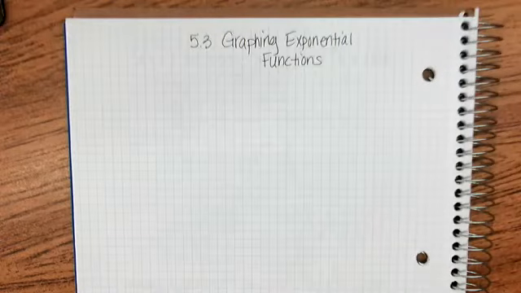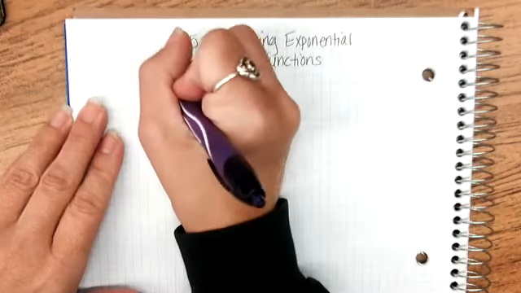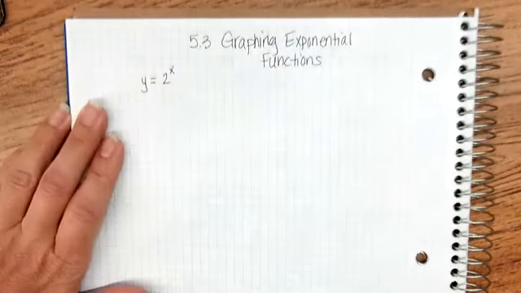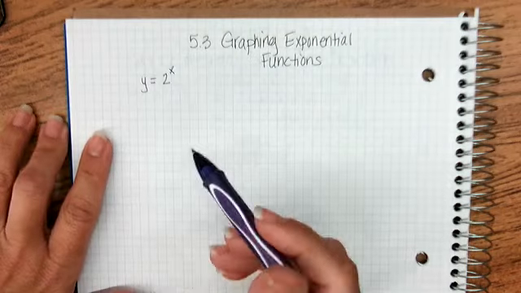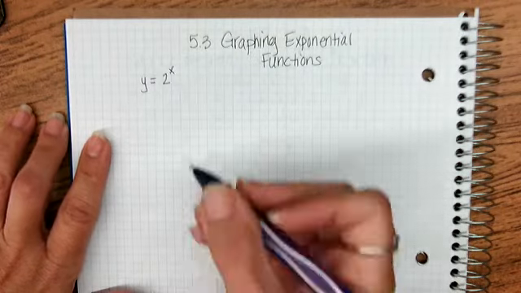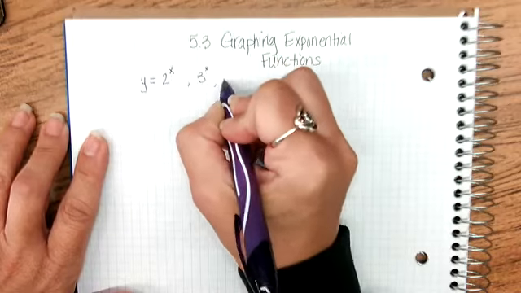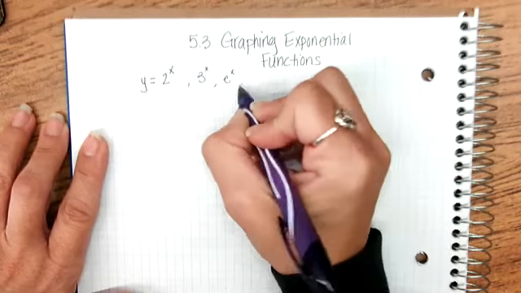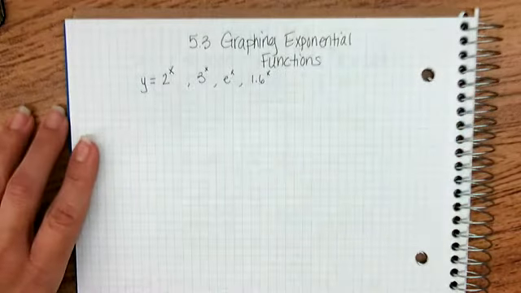We're going to look at graphing exponential functions. There are several parent functions for graphing of an exponential function. What makes a function exponential is when the variable is the exponent. So it could be y equals 2 to the x. Maybe it's 3 to the x. Maybe it's e to the x. Maybe it's 1.6 to the x, and so on and so forth.